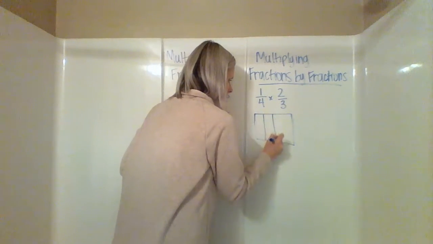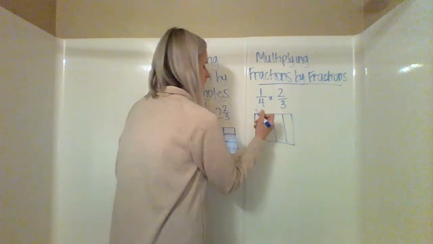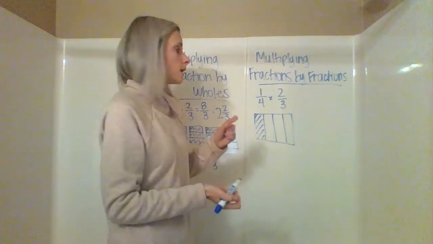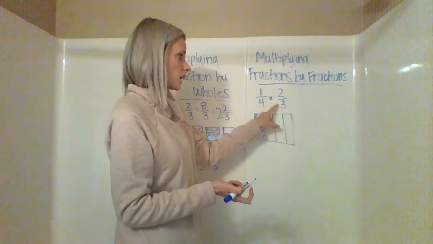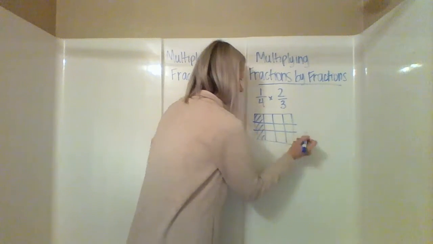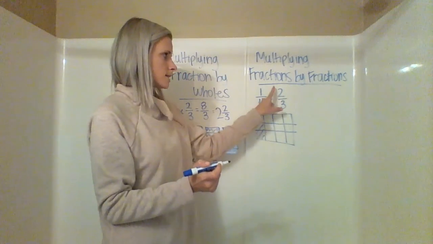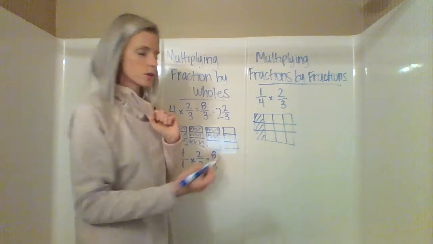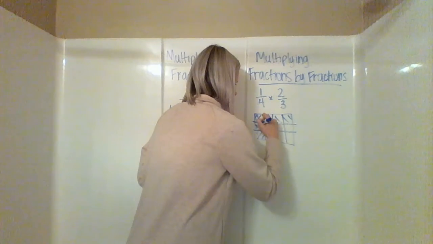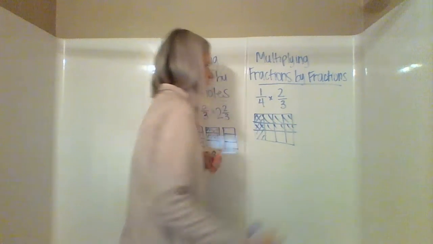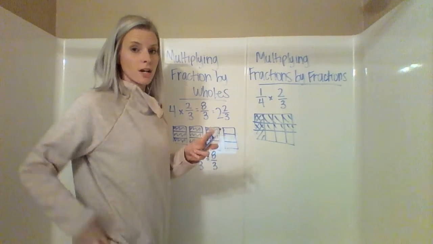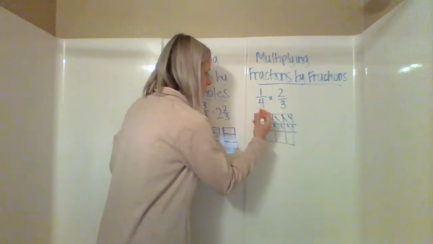So here I'm showing 1/4. Okay. Now I'm going to go the opposite way, and I'm going to cut it into thirds. So 1/3, 2/3, 3/3. This tells me I need to shade in 2 of those thirds. So remember, my product is going to be where I have my crisscrosses. So I have both types of shading in there.